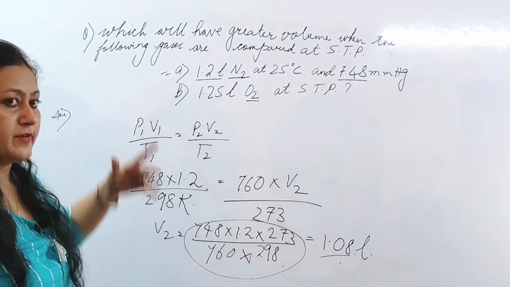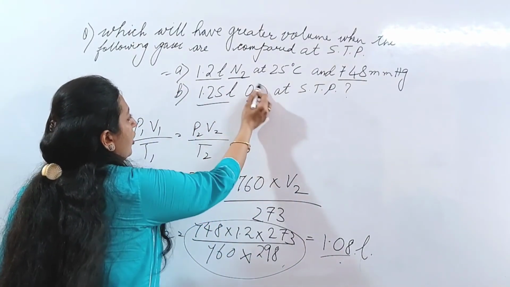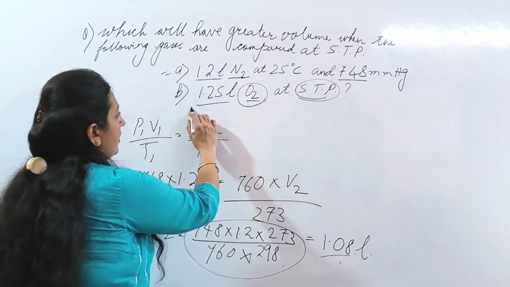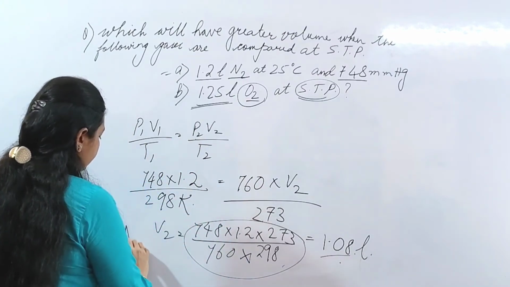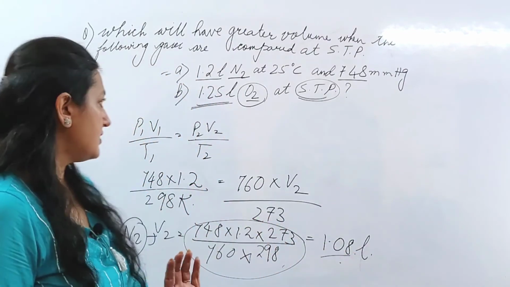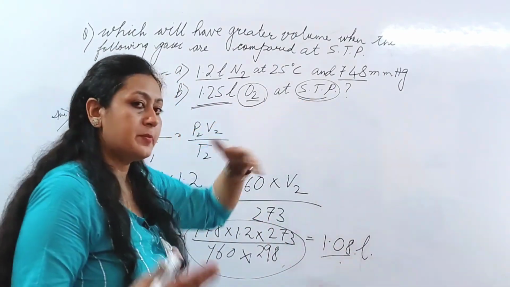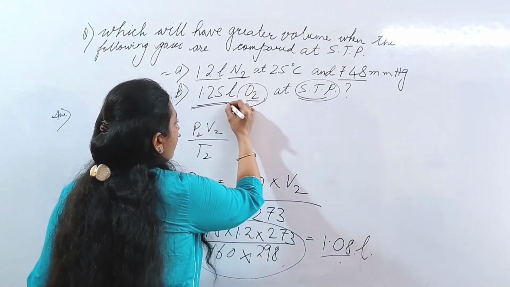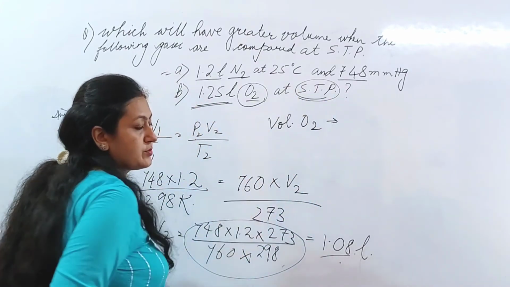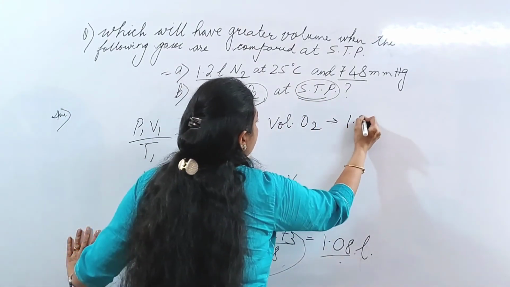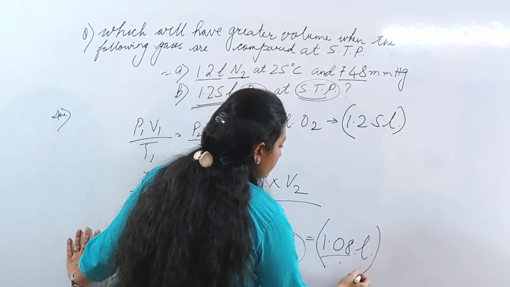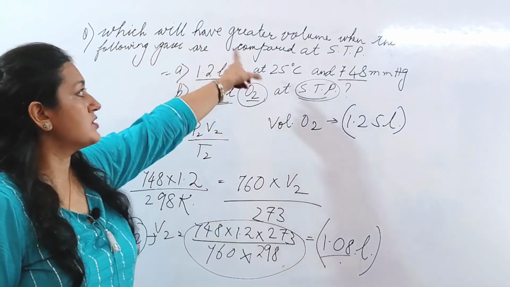Now this is very simple. This is the volume of oxygen already given at standard temperature pressure. So for oxygen, what is the volume? For nitrogen gas, the volume at standard temperature pressure is 1.08 liter, and for oxygen, ये तो already STP में ही value दी हुई है. So volume for O2 gas at standard temperature pressure is already given, which is 1.25 liter. So you have to compare this volume with this volume and say which is the greater volume.